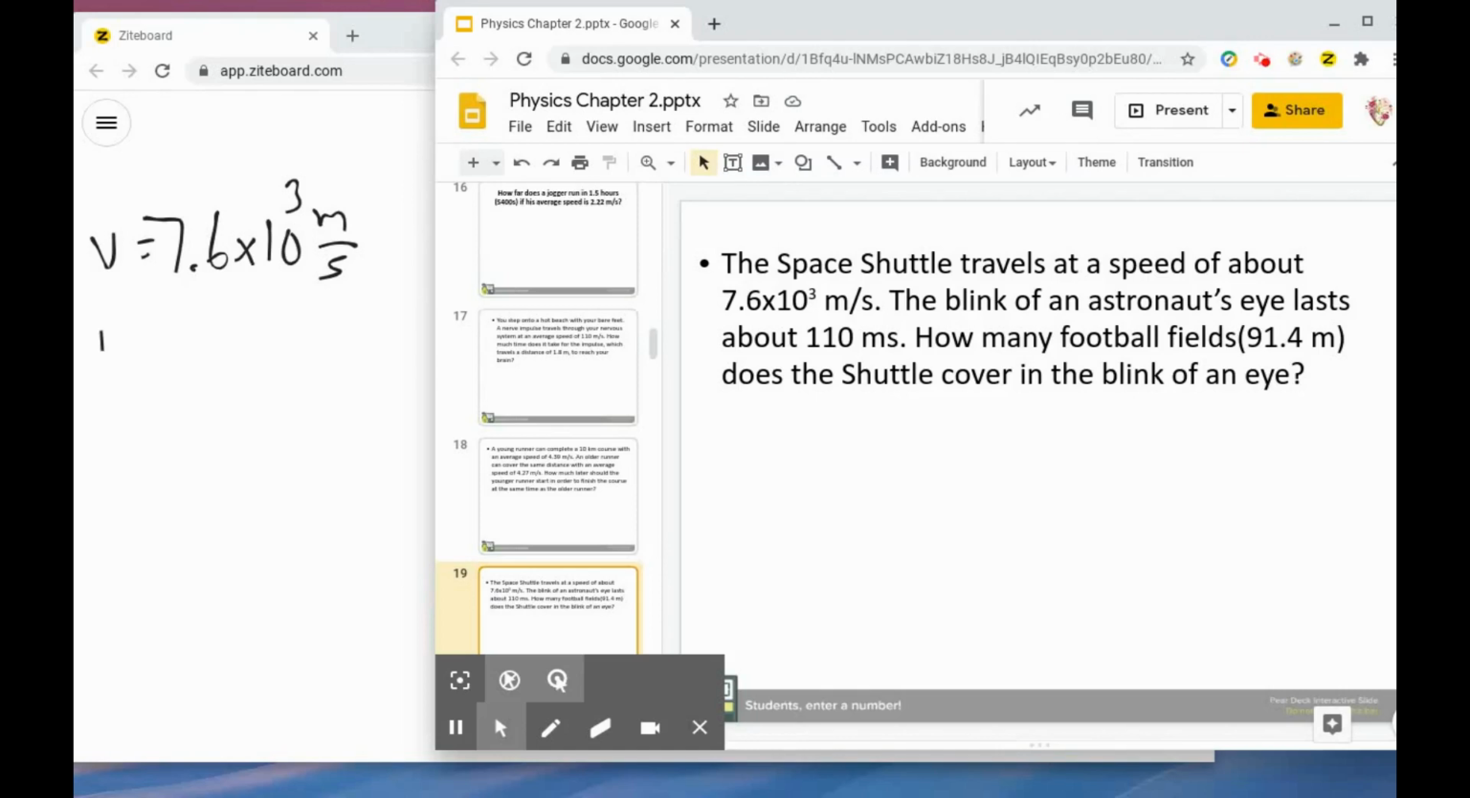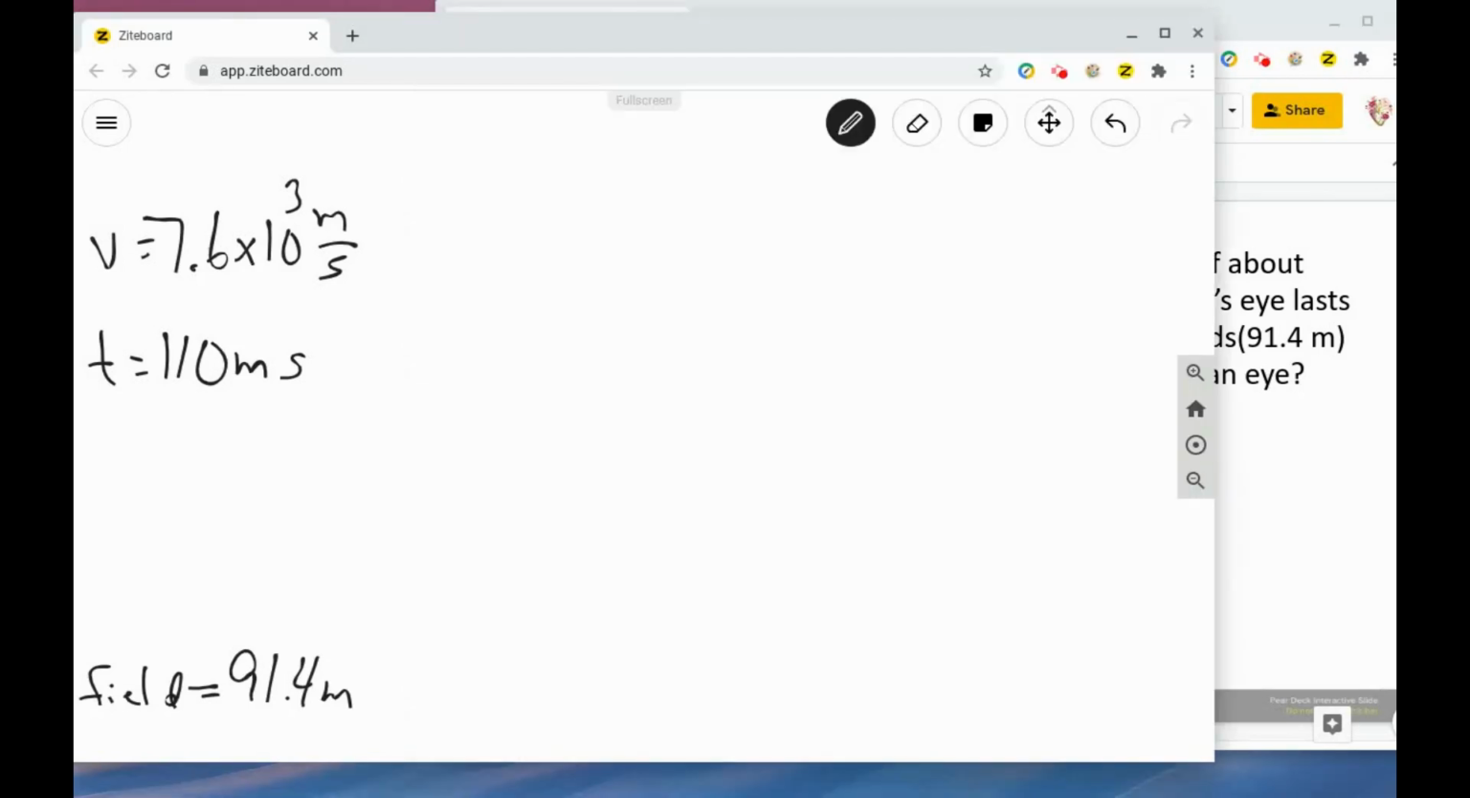So our time is 110 milliseconds. We need to find the distance that is covered, and then we'll have to figure out how many football fields that is. So if we write, a field is 91.4 meters. So we've got our velocity, we're looking for our distance over time.